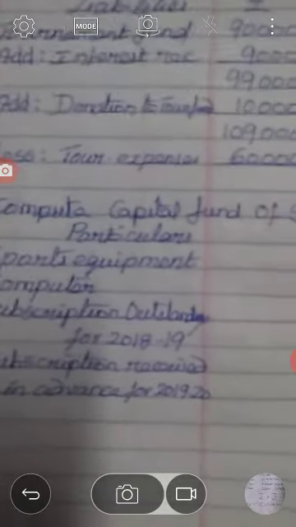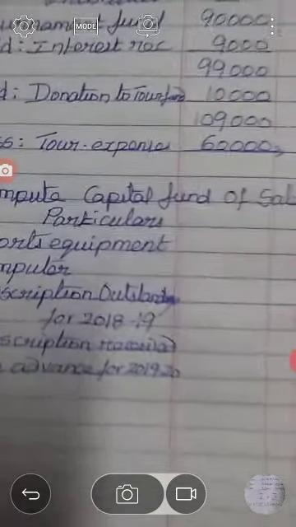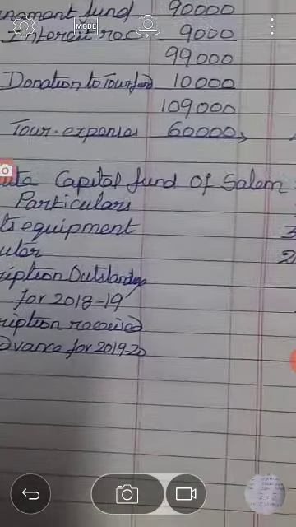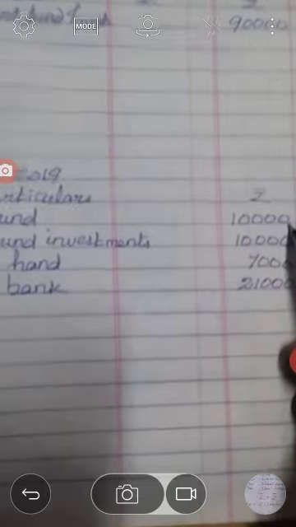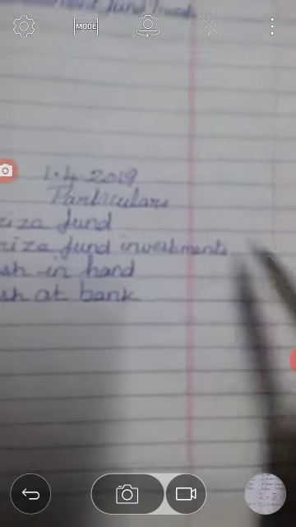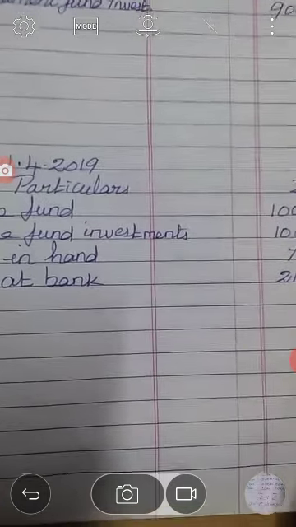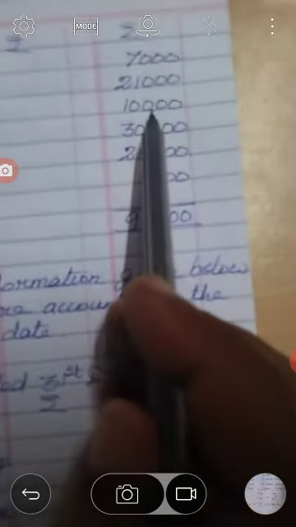Then next, sports equipment is an asset. Computer is an asset. These two items, sports equipment 30,000 and computer 25,000, should appear on the asset side. Then prize fund is a liability, 10,000. It should appear on the liability side. Then prize fund investment 10,000. It is an asset. It should appear on the asset side. Here on the liability side, prize fund 10,000 should appear.